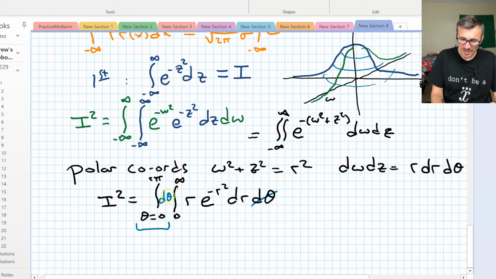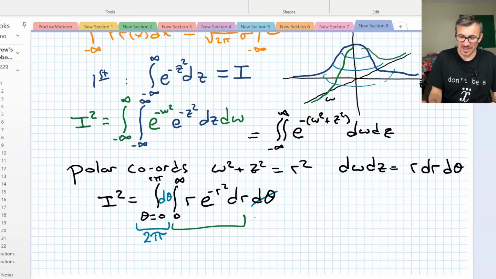So we're going from 0 to 2 pi of a constant. That's just 2 pi. All right. So we have 2 pi times this less trivial integral here, from 0 to infinity of r times e to the minus r squared. But this is something that is very conducive to substitution.